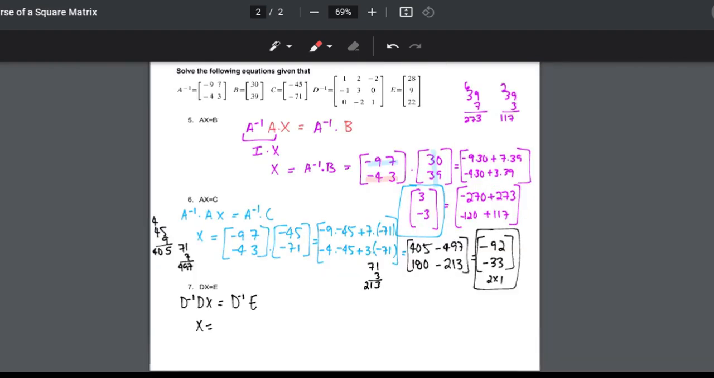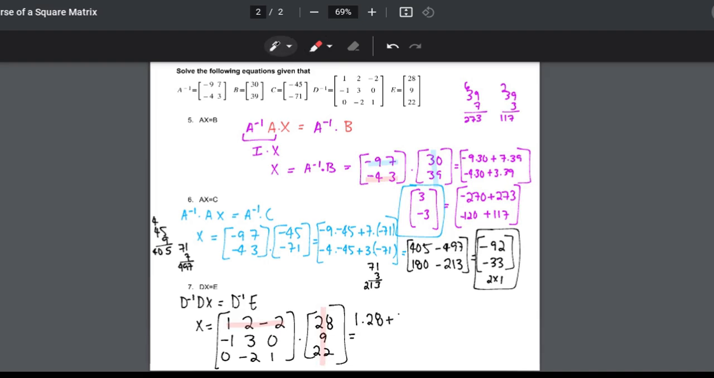So for this problem, we just need to find the matrix D inverse, which is this 1, 2, negative 2, negative 1, 3, 0, 0, negative 2, and 1. And I need to multiply this by matrix E, which is 28, 9, and 22. So I'm going to take the first row, multiply it by the only column in my matrix, and I get 1 times 28 plus 2 times 9 minus 2 times 22, which should give me 28 plus 18 minus 44.